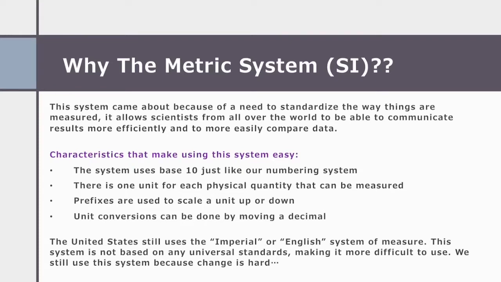In the United States, we still use the empirical system of measure. This system is not based on any universal standards, which makes it more difficult to use, and its equivalencies are not exact. And we still use this system here in the United States because change is hard.